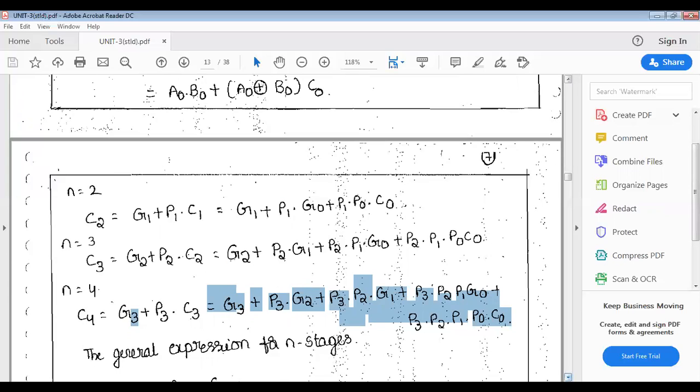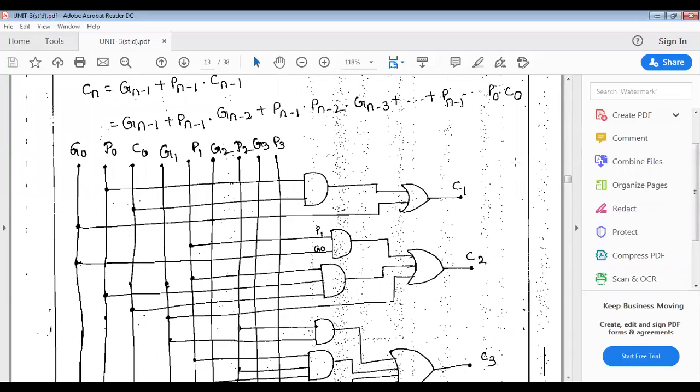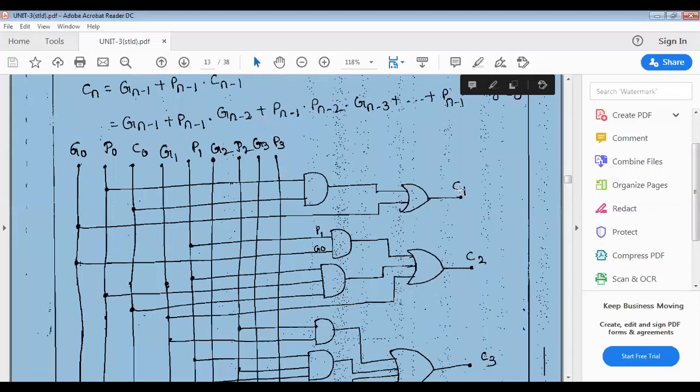So the general expression for the n stages is Cn is equal to Gn minus 1 plus Pn minus 1 and the Cn minus 1. So no need of this one function. See all the equations what we got, the C1.